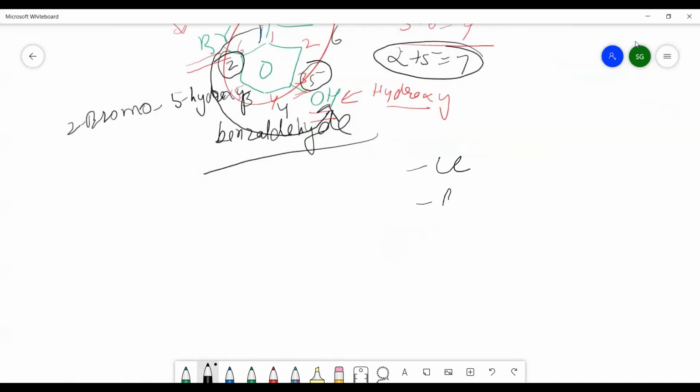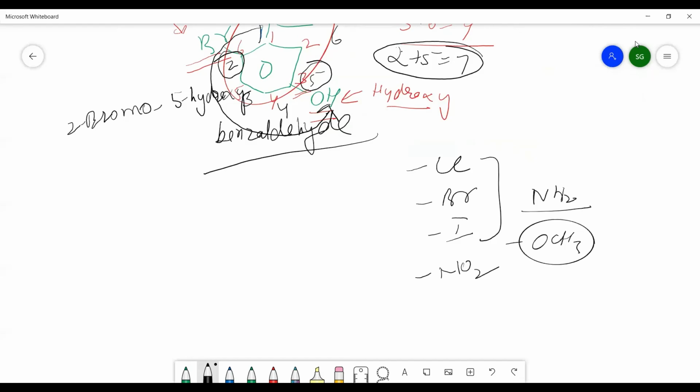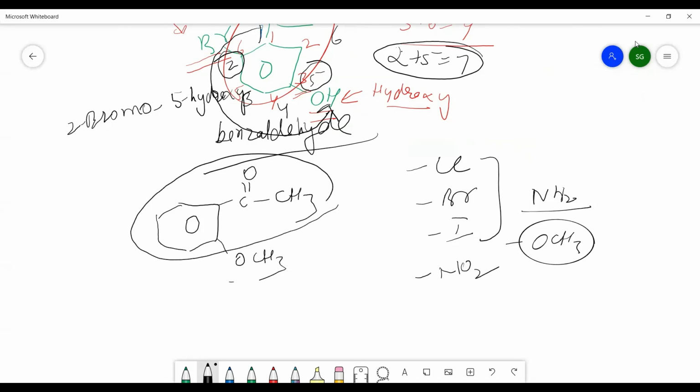So various substituents are there. Suppose chloro, bromo, iodo, these compounds, according to the name, you can write down. NO2 is nitro, NH2 is amino, like this. OCH3 is methoxy. Suppose, okay, we will take one of the examples. Suppose we will take this compound, C double bond OCH3, and OCH3 will occupy this position. So this is acetophenone. ये acetophenone हुआ, and this is methoxy at the second position. So the nomenclature will be 2-methoxyacetophenone, 2-methoxyphenyl methyl ketone.